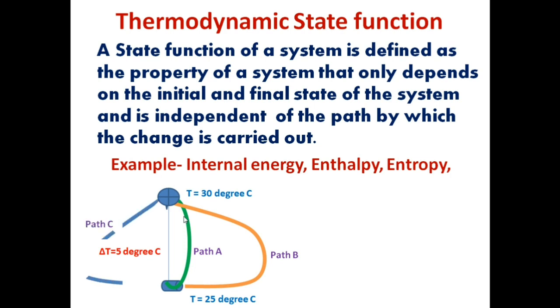Now, if you choose another path, path C, which is again a longer path, still the temperature of the initial system is 25 degrees Celsius and that of the final system is 30 degrees Celsius. So the temperature difference is 5 degrees Celsius, because it only depends upon the initial state and final state of the system and is independent of the path by which the system acquires that change. These types of functions are known as thermodynamic state functions.